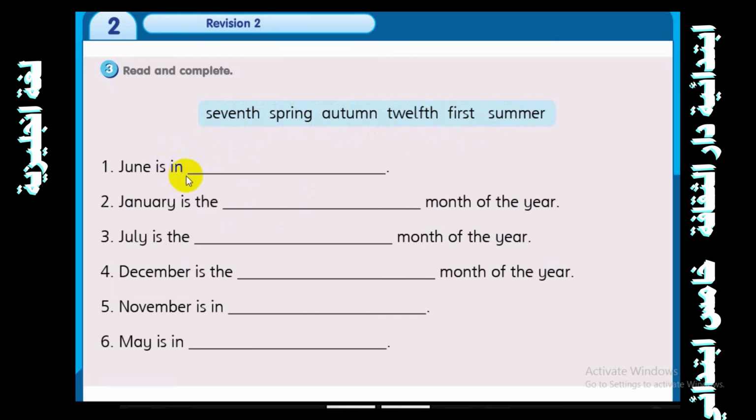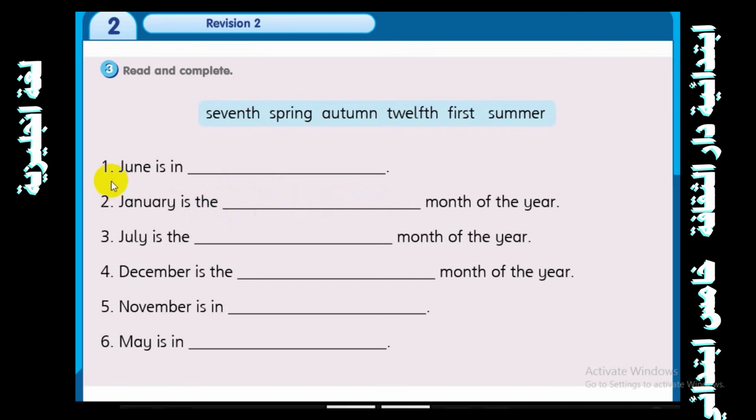If I say in, I want the season of the year. Season. What does season mean? Seasons, اللي هم فصول السنة يا أولاد. فصول السنة. Seasons. How many seasons do we have? We have 4 seasons. They are spring, summer, autumn, winter. And if he says the, he needs the order. The order, اللي هو ترتيب الأشهر. First, second, third, and so on.